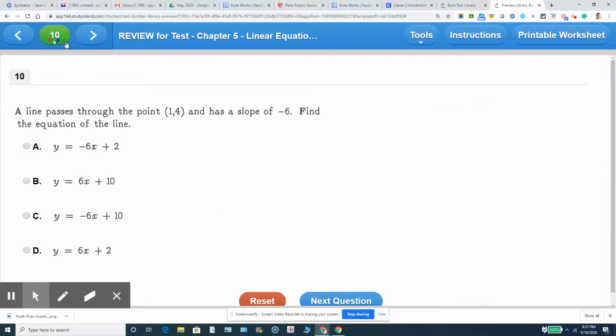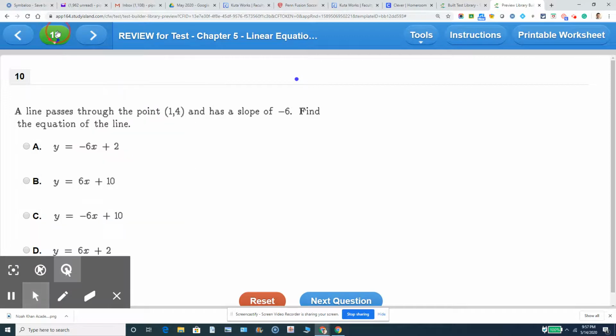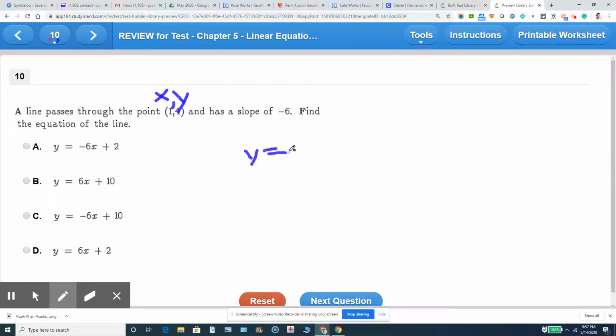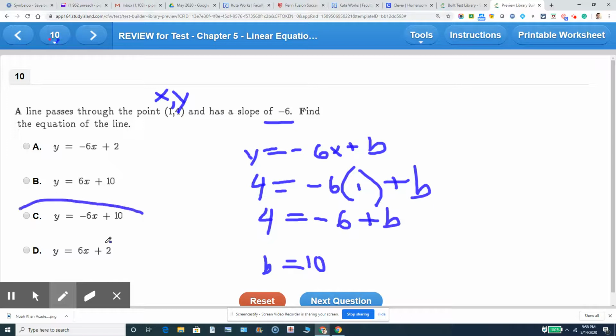All right. Plug them into point slope or slope intercept, okay? So y equals mx plus b. And you see a theme here. 4 goes in for y, negative 6 goes in for x. Solve for b. Multiply here, you get negative 6. And to add that 6 to both sides, b is going to be 10. And there's your slope, so negative 6x plus 10.